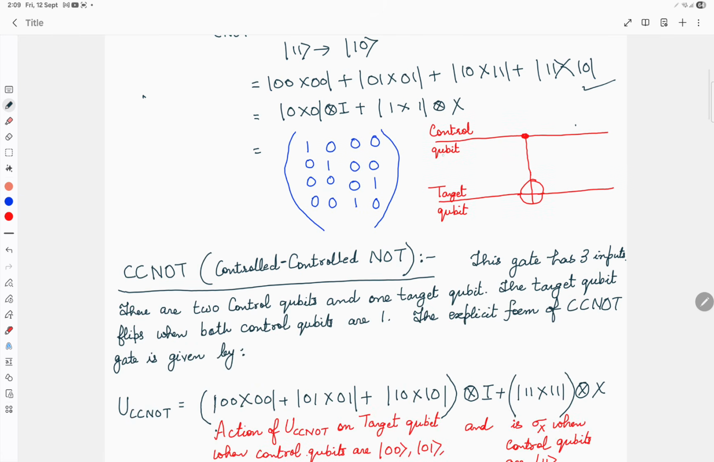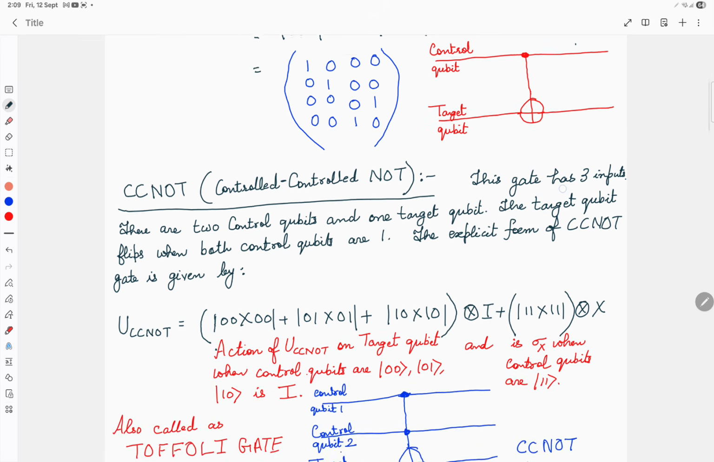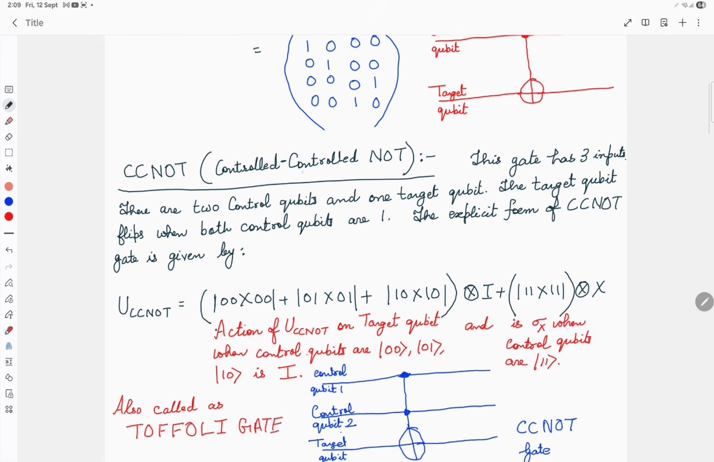In this case, we have only one control qubit, but we can have more than one control line. So if we have two control lines, it will be a controlled-controlled NOT gate. This gate will have three inputs, two control qubits and one target qubit. The target qubit flips when both control qubits are 1. So only when both are 1 will the target qubit flip.